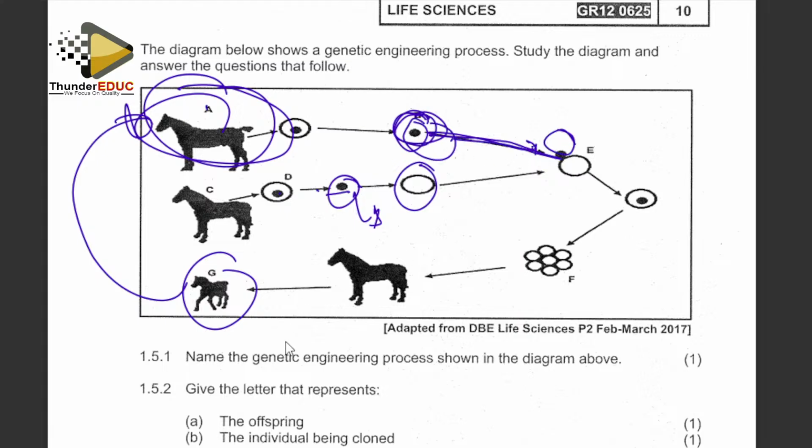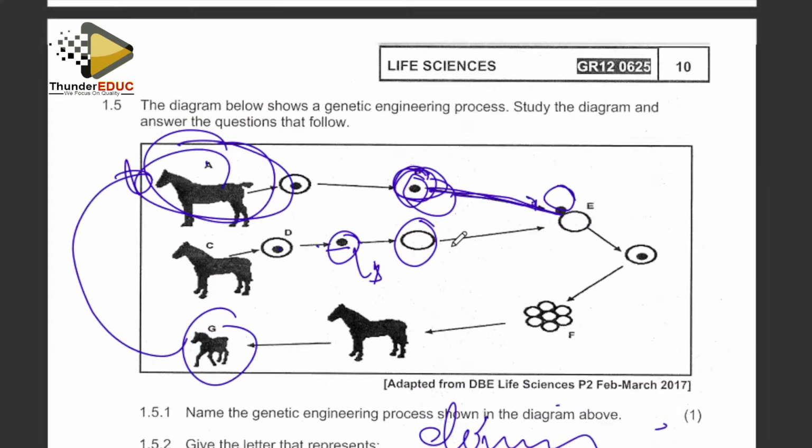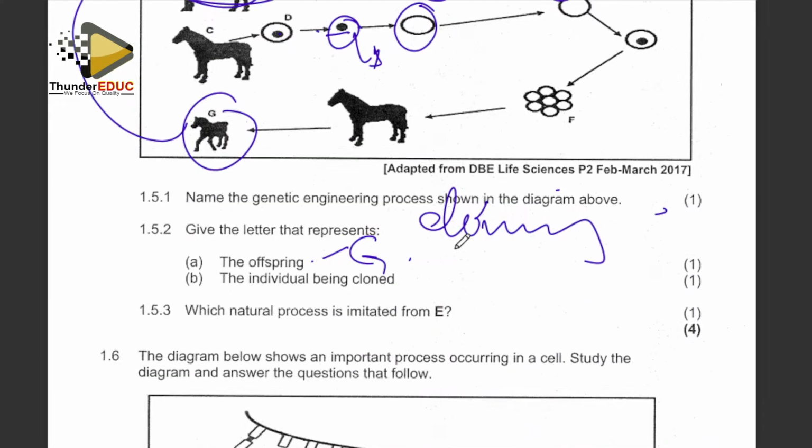Okay, let's go to the question. Name the genetic engineering process shown above. Cloning. Done. They're saying give the letter that represents the offspring. G. They're saying the individual being cloned is A. Why? Because we kept the nucleus.